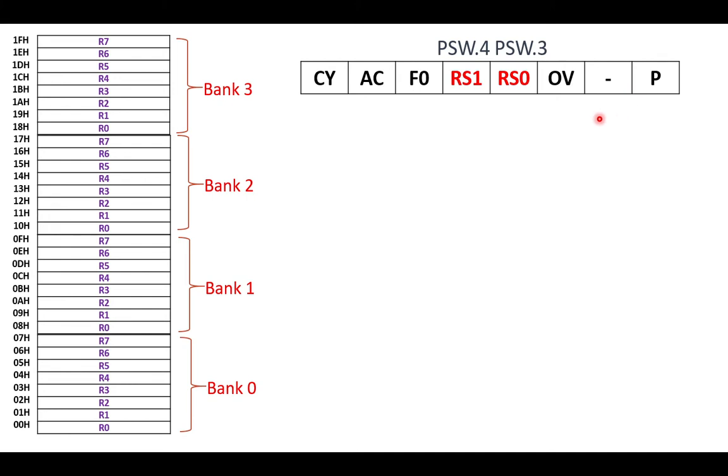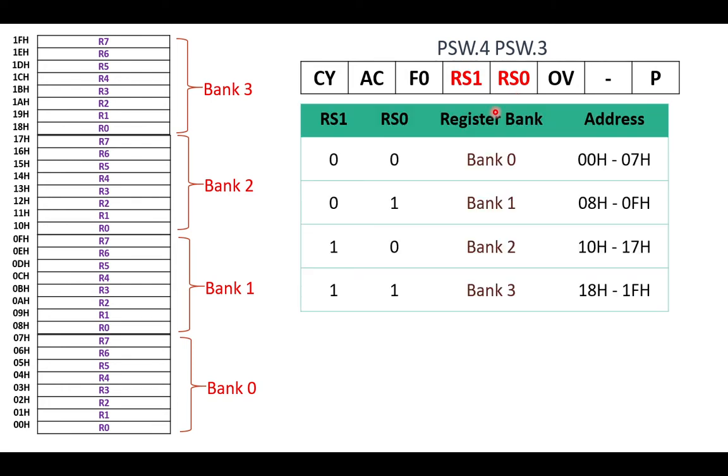This is the structure of the PSW register, which stands for program status word. Out of 8 bits of PSW, bit number 4, that is RS1, and bit number 3, that is RS0, these two bits are called register bank selector bits. As a total of 4 banks are there, these 2 bits are there. So 2 raised to 2 is 4. This is the way in which the 1-0 combination in RS1 and RS0 will select a particular bank.